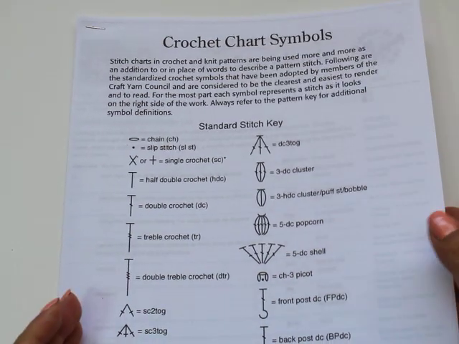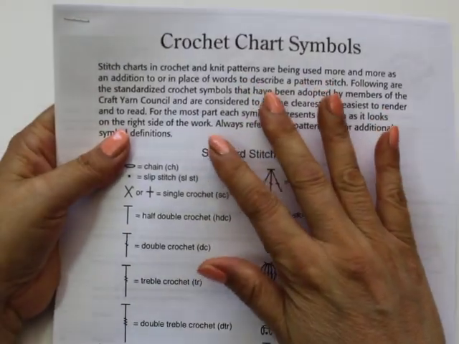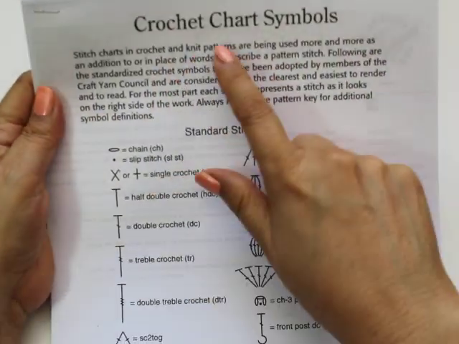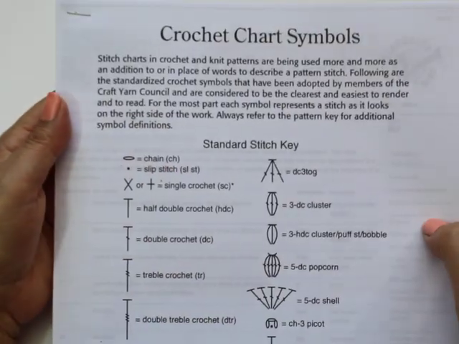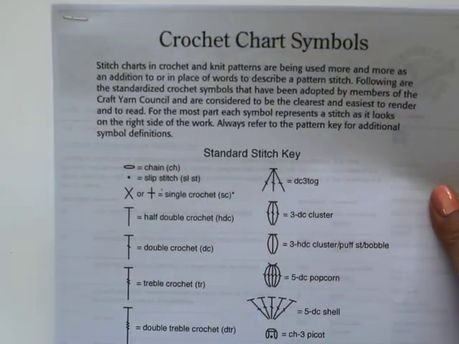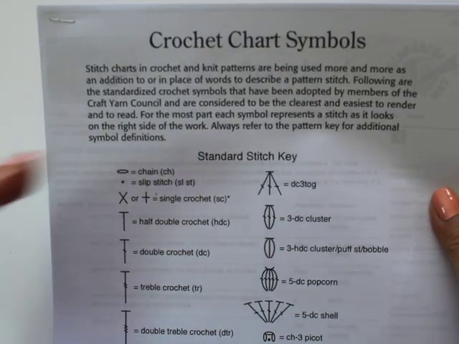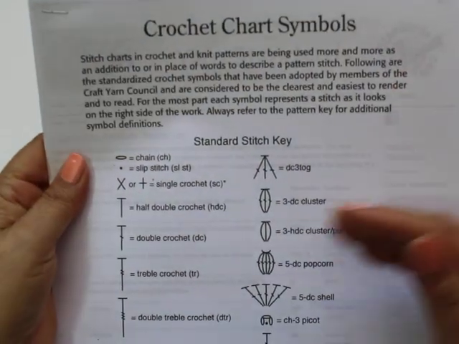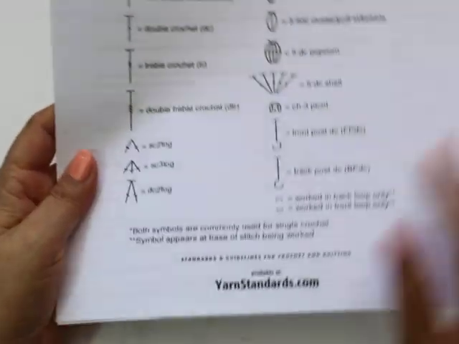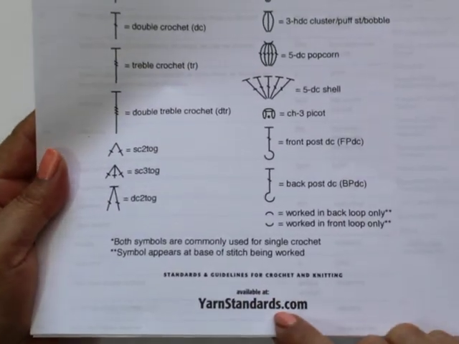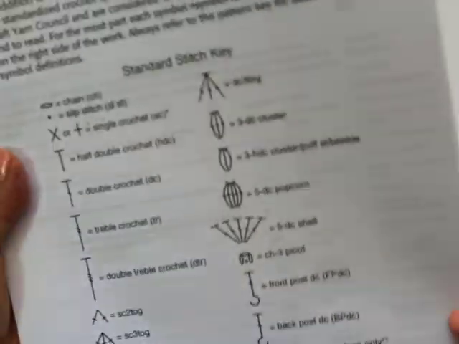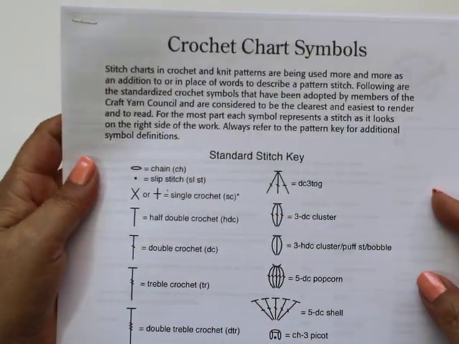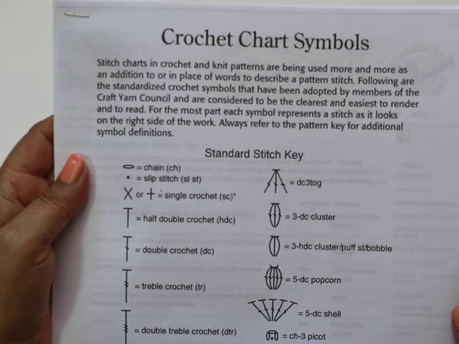Okay, so the first thing I wanted to go over with you is some of the crochet chart symbols and the abbreviations. I know that a lot of you have wanted to learn how to read patterns, and this is one of the ways that you would, of course, come to learn how to do that. I got this from yarnstandards.com, and it's part of the yarn console. They have different pages that you can look up for knitting and also for crocheting.